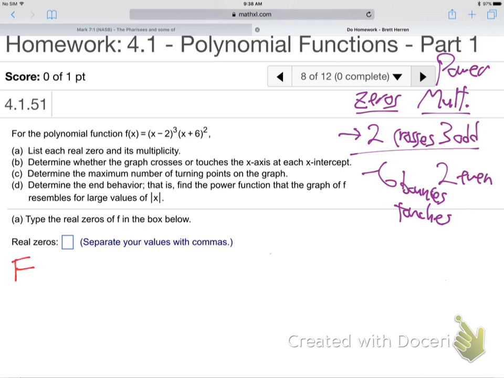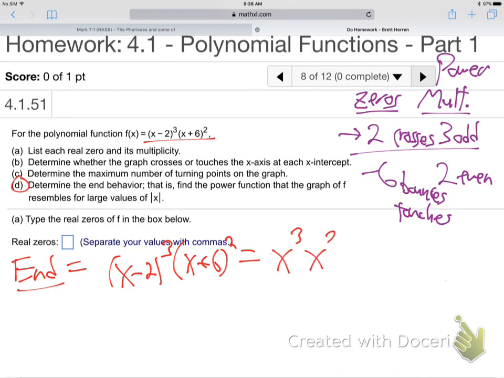So I'm kind of jumping to part D first because I think it's easier that way. The end behavior means, if you FOILed this out, what would be the front term, the most powerful term? You have x minus 2 cubed and x plus 6 squared. You would have x cubed and x squared. Basically, you'd have x to the 5th, and it's just positive 1, really. x to the 5th. So it's positive. The point of it is its sign. I don't know if I've said that clearly.